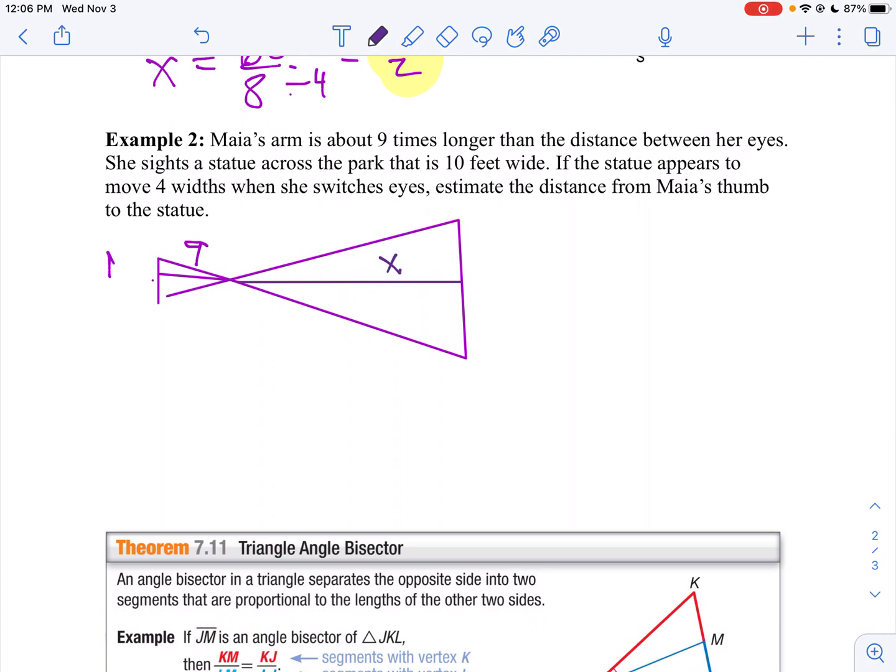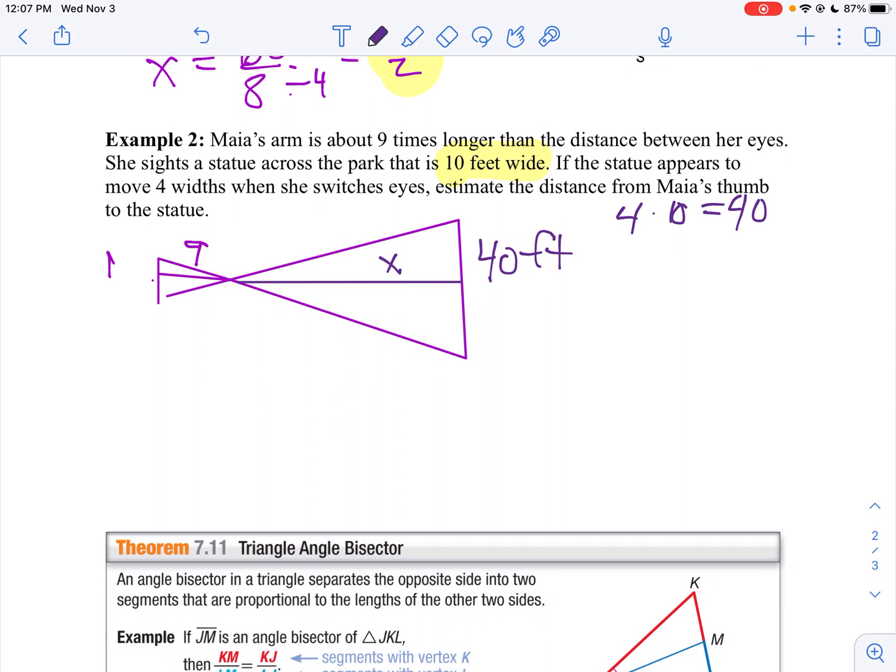Now it says it moves 4 times. Well, each movement is 10 feet. So 4 times 10. So we're estimating that the distance that the statue moves is 40 feet between the eyes. So now we can set up a proportion.